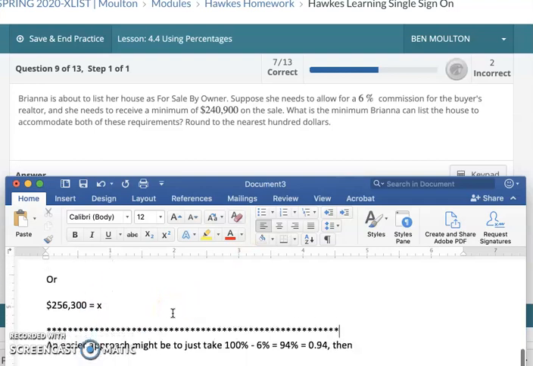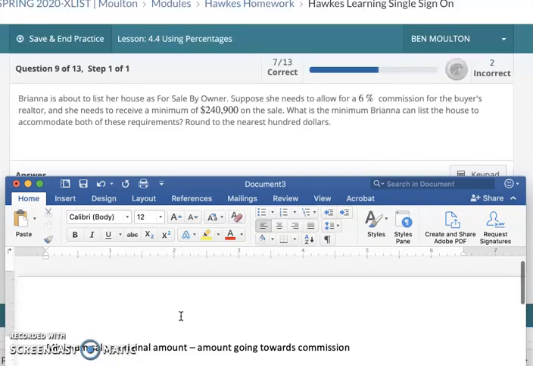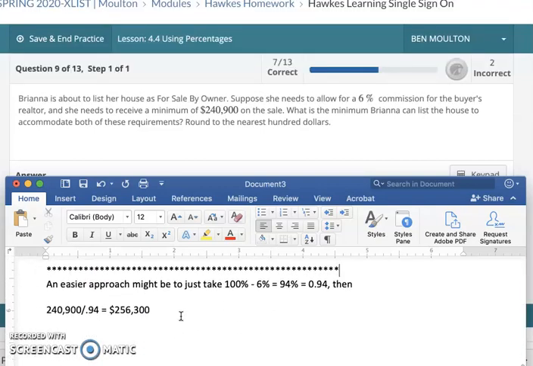Or if you want an easier approach, I mean, that was kind of wordy. It might be easier when you want to look for this whole minimum that you need to clear. Just take your 240,900 and divide it by 100 minus this percent, in this case 0.94. Just divide it, boom, done, and you don't have to do all that other labor-intensive work that I went through. Okay, for what it's worth.